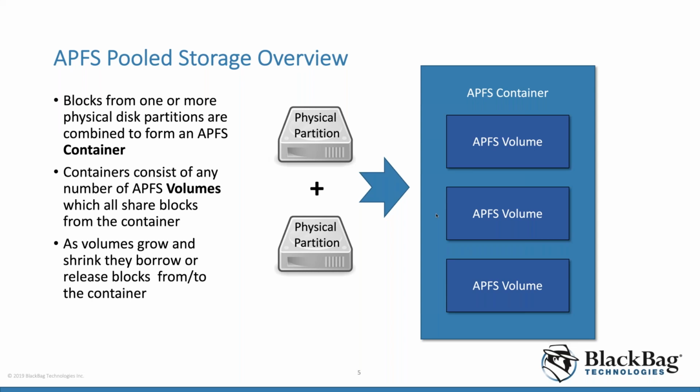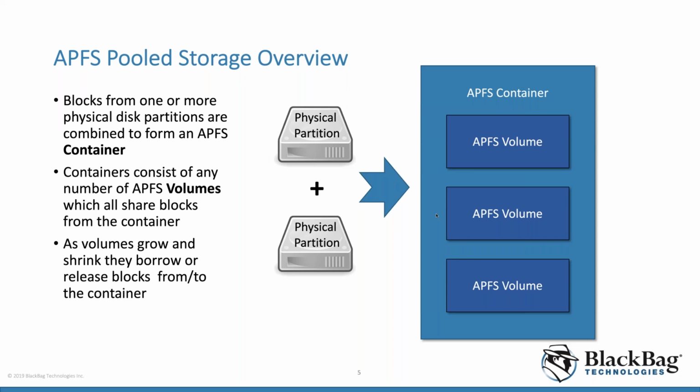So APFS uses a pool storage mechanism, which means it actually allows you to use storage from one or more physical partitions. In most cases, you're only going to have storage from one partition. However, with devices such as APFS fusion drives, you're actually going to have two physically separate partitions which are combined together.